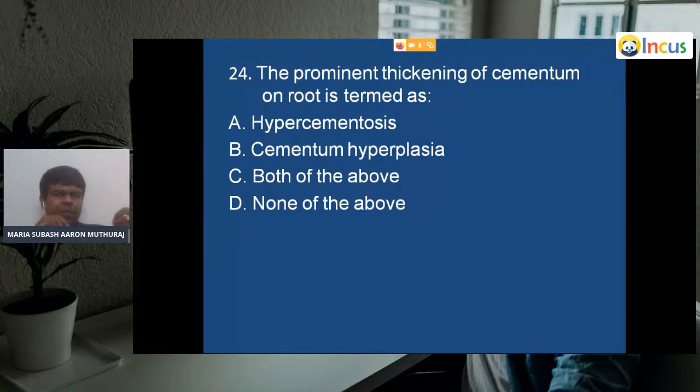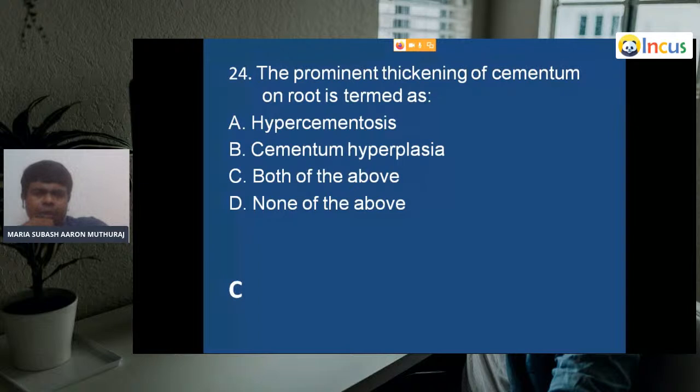Whereas hypercementosis is present in generalized conditions also. One example is Paget disease, where hypercementosis will be present. And in orthodontic movement, hypercementosis will be present. Therefore, there will be an increase in thickening of cementum on the root in both hypercementosis as well as cementum hyperplasia. Answer should be C.